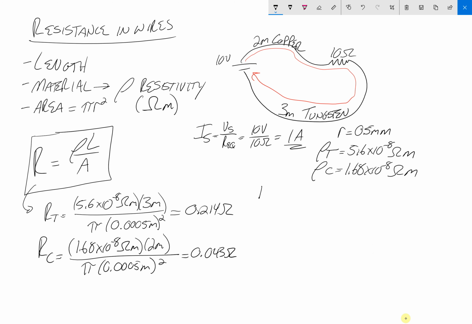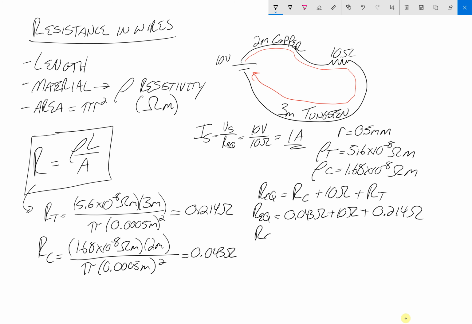So that means that the equivalent resistance of this circuit is actually the resistance of the copper plus the 10 ohms plus the resistance of the tungsten wire. So our equivalent is the copper, 0.043 ohms, plus the 10 ohms plus 0.214 ohms, which gives us a total resistance of the circuit of actually 10.257 ohms.